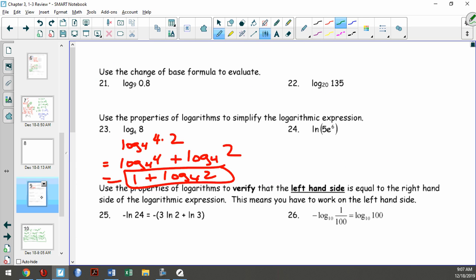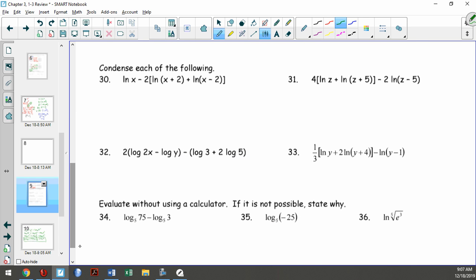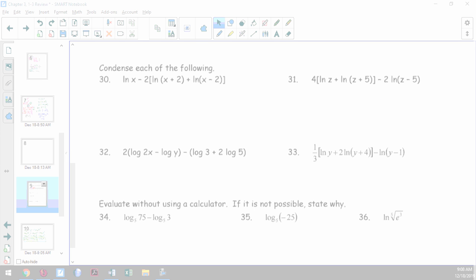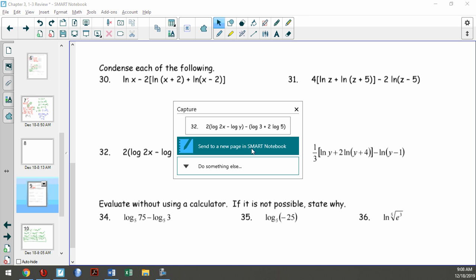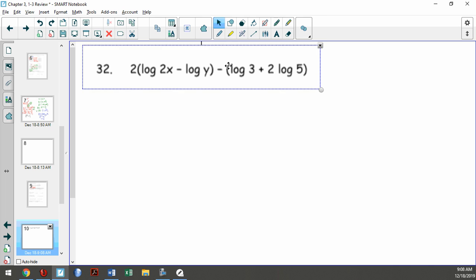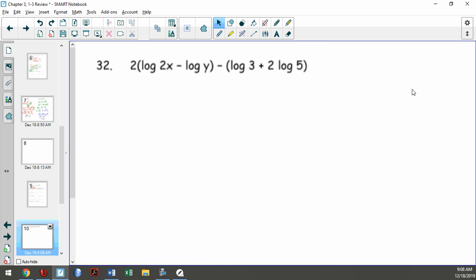Okay, let's go back over here. We're going to keep looking at condensing now, 30 through 33. Do you have one that you'd like me to do? 30 is not very hard. I'm going to choose to do 32 because I think it might surprise you more than anything. Okay, is that all right? Okay. Now, if we look at number 32, what do you notice about 32?